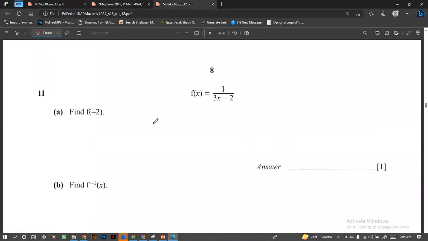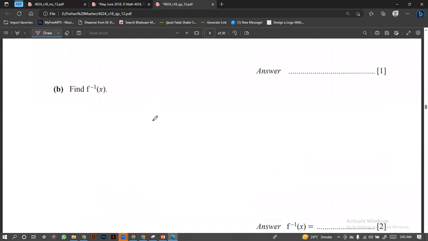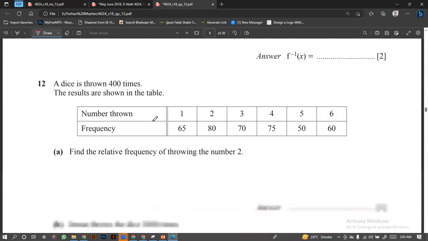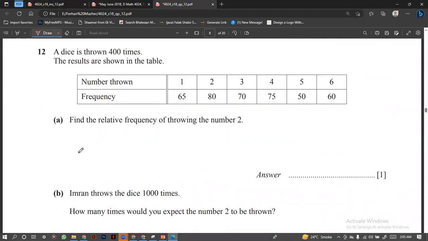This is the solution. So this is f inverse. Okay. We have the next question. This is question number 12.